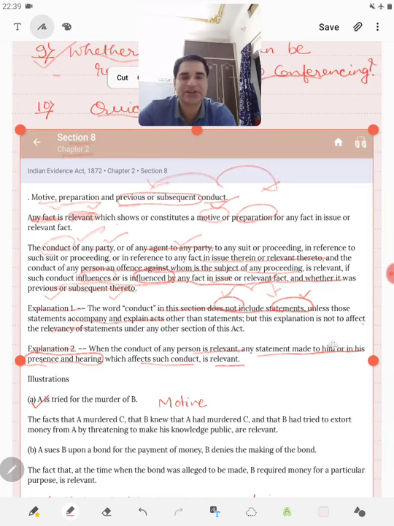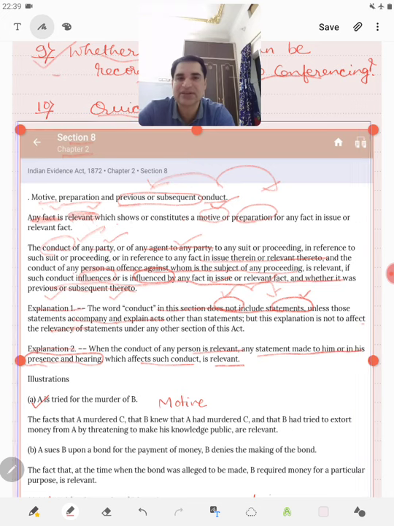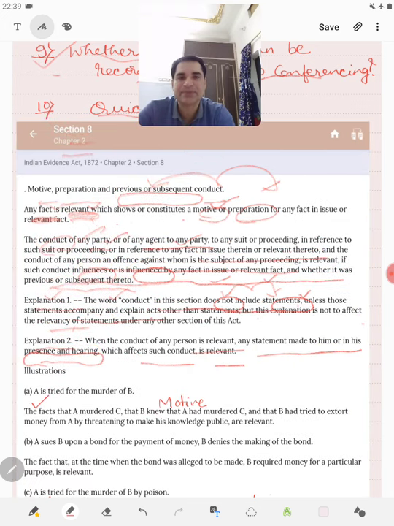And second, explanation 2 says that those statements which are said in presence and hearing and which affect the conduct are also relevant. So generally statements are not relevant, but two types of statement have been made relevant under section 8. One which accompanies and explains conduct, and another which is said in presence and hearing and affects the conduct.